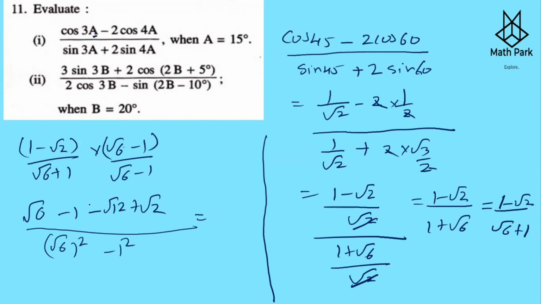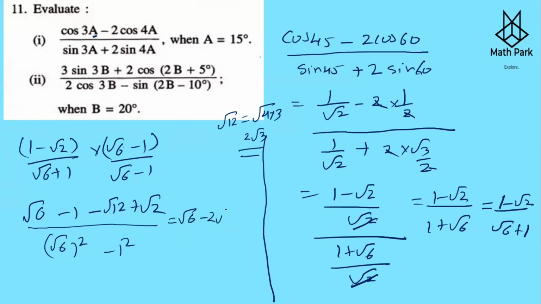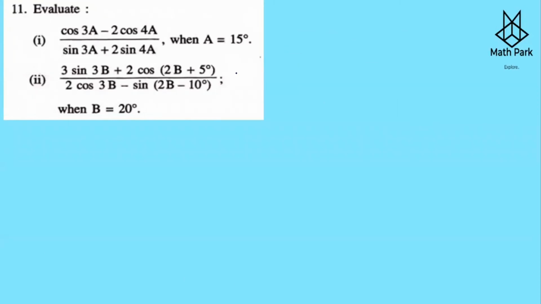So which we get as root 6 minus 1, we will write at the end. Minus root 12 is minus 2 root 3, as I have shown over here. So minus 2 root 3 plus root 2 minus 1, and denominator you have root 6 square is 6 minus 1 which is 5. So final answer is root 6 minus 2 root 3 plus root 2 minus 1 upon 5. Let us start with the second part.